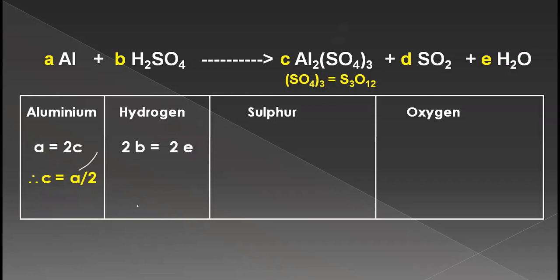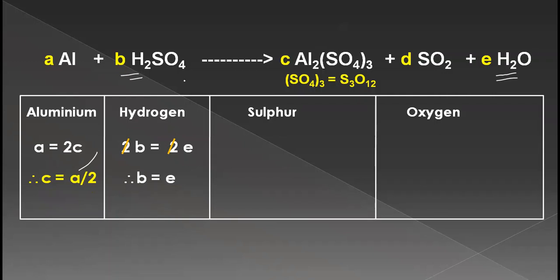Now 2B is equal to 2E. You have 2B hydrogen atoms on the reactant side and 2E hydrogen atoms on the product side. So they are equal. Cancelling 2 on either side, I have B is equal to E. But my aim is to write B in terms of A, but I have got B in terms of E. Let it wait. We'll do it ultimately.